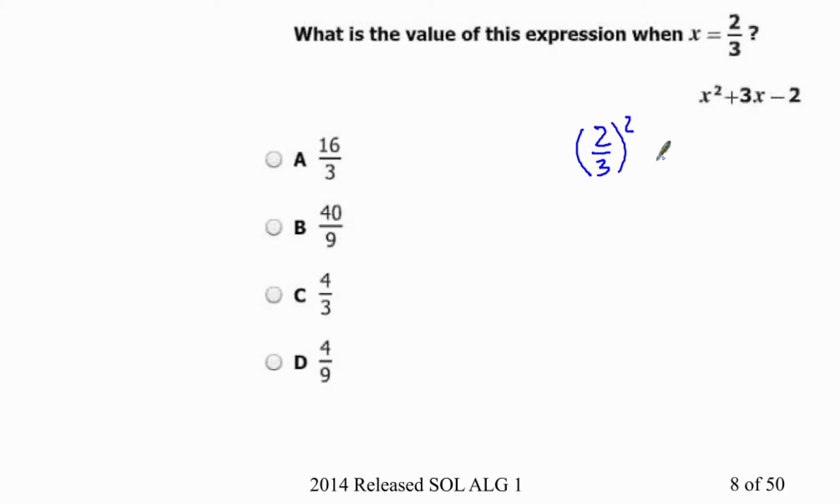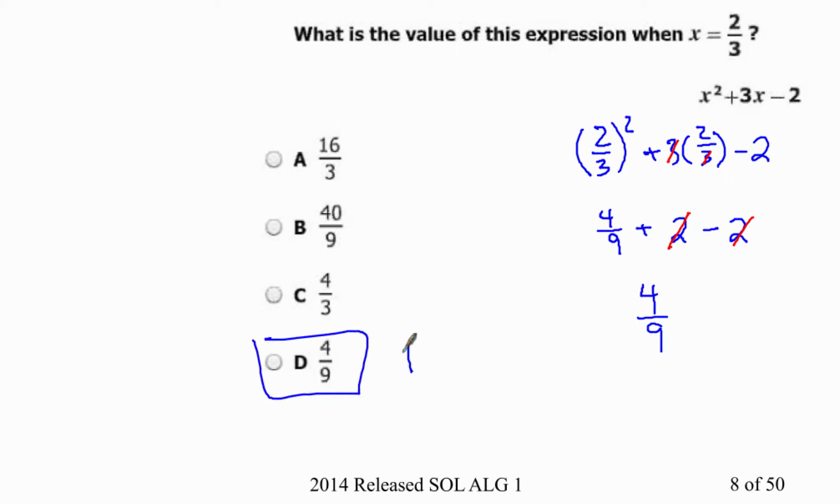So we're going to have 2/3 squared plus 3 times 2/3 and then minus 2. Now of course 2/3 squared is going to be 4/9. And then when you multiply 3 times 2/3, that's kind of nice because this 3 and this 3 will cancel out, and all you're going to be left with right there is 2. And then don't forget you have minus 2. And look at that again, plus 2 and minus 2, they're gone. So you're only left with 4/9, which of course is choice D.